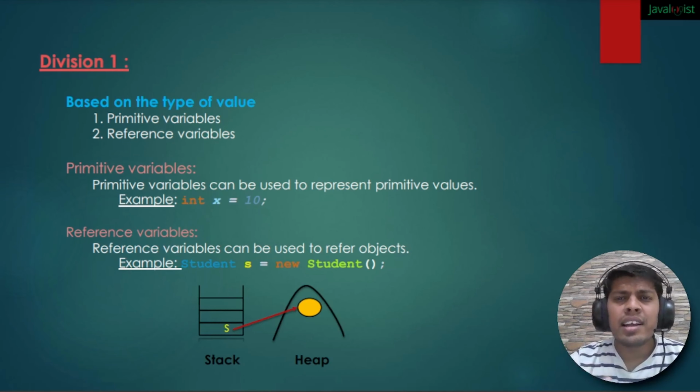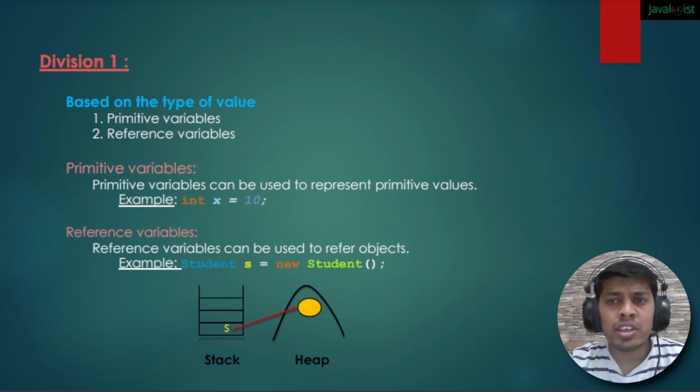Then variables are divided into two divisions. First, based on the type of value, and second, based on the behavior and position of declaration. So, in the first division, based on the type of values represented by a variable, all variables are divided into two types. There are primitive variables and reference variables.